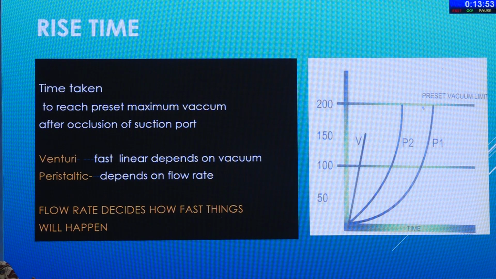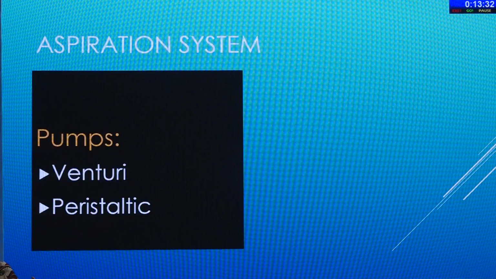But in peristaltic machines, the rise time depends upon the flow rate, because flow rate basically decides how things will happen in the peristaltic machine. As you see, P1, P2: in P2 the flow rate is higher, so we get a sharper curve and we reach the rise time earlier. So the higher the flow rate, the earlier we reach the rise time.